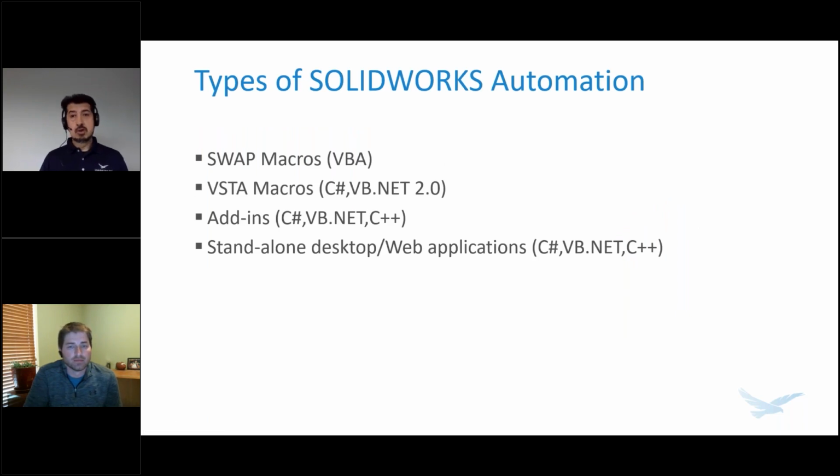Types of SOLIDWORKS automation. The most common one is the SWP macros or VBA. VSTA, which is Visual Studio Tools for Applications. Add-ins, those are actual add-ins. All add-ins in SOLIDWORKS that you see, your PDM or your simulation, have all been written on top of SOLIDWORKS APIs. So you can write your own add-ins. And SOLIDWORKS does have the development kit available on their website and also on your installation media. And that's all documented in their API help. And you can also write standalone desktop or web applications, and we'll show you a little bit of that later on. This is for something where maybe you want to combine SOLIDWORKS with some other applications and you want to have a dashboard that connects to multiple applications, in which case it will be a standalone application.